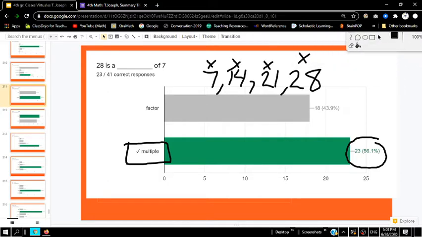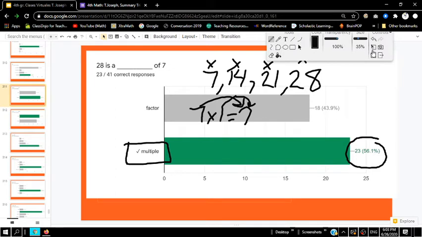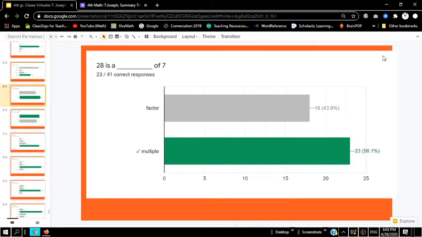If we wanted a factor of 7, we could say that, for example, 7 times 1 equals 7, right? Those are factors. 7 is a factor of 7, and 1 is another factor of 7, okay? But the multiples, we are multiplying the number to get a bigger number, okay? So we really need to practice that concept, multiples versus factors, right?